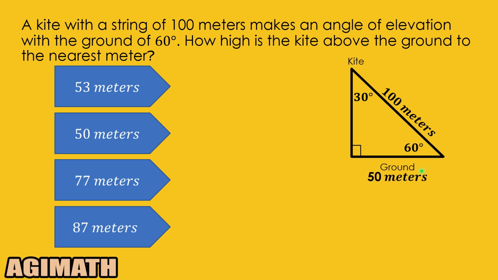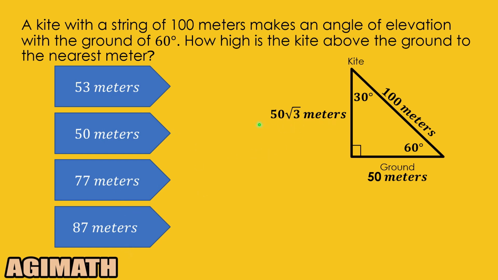So this should be 50 meters. And the length of the longer leg is the shorter leg times the square root of 3. That's why this side should be equal to 50 square root of 3 meters. So see, we were able to find the length of this side without using trigonometric ratio by just applying the idea about special triangle. Now, if you look at the choices, there is no 50 square root of 3.